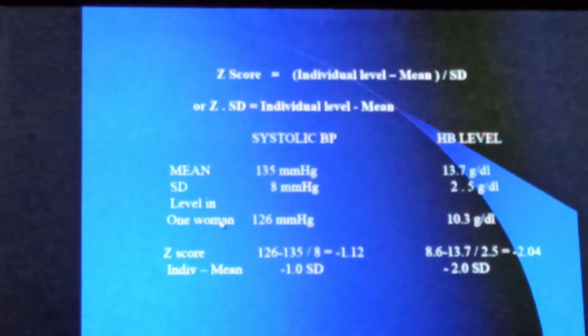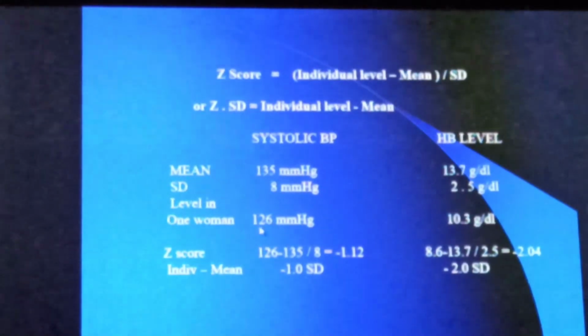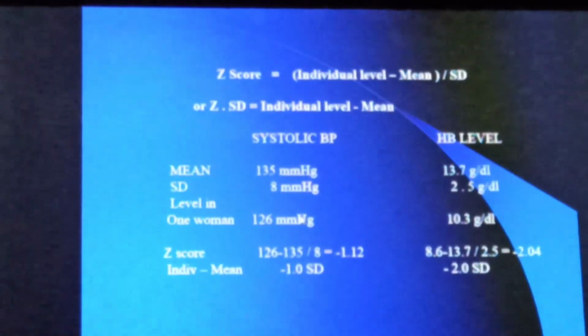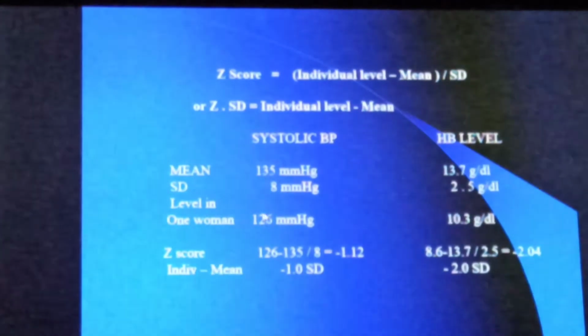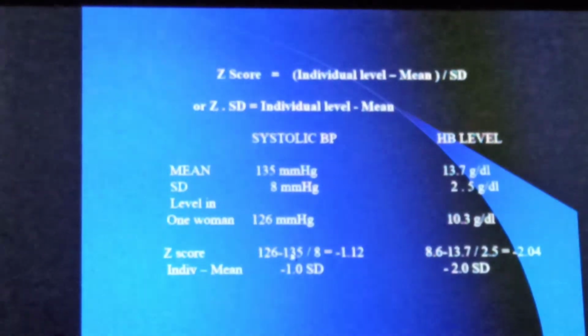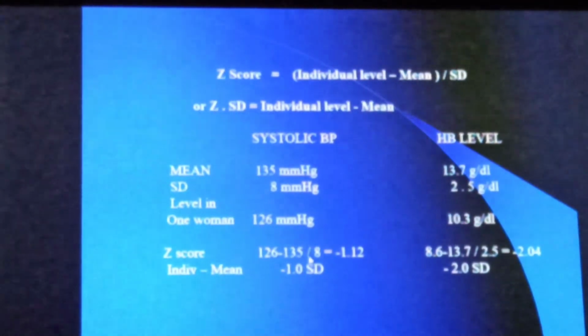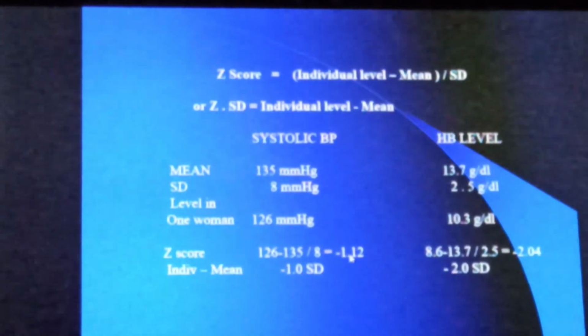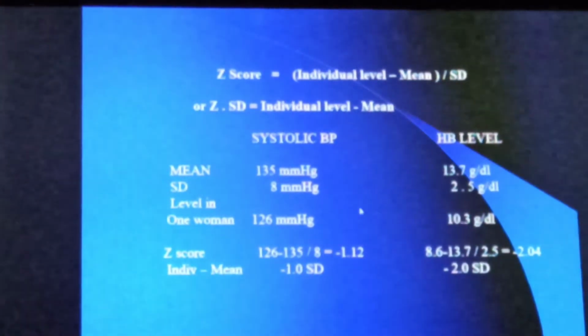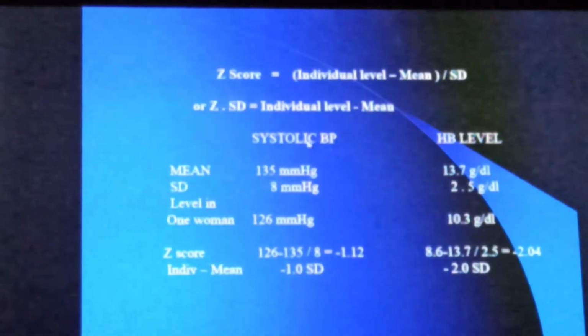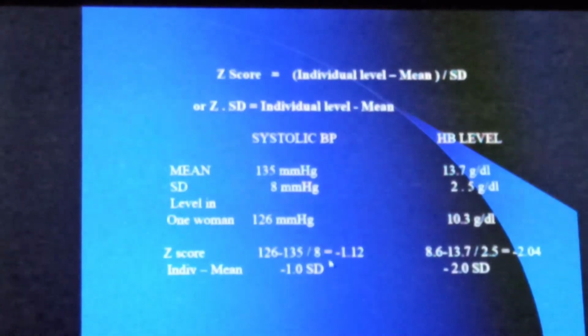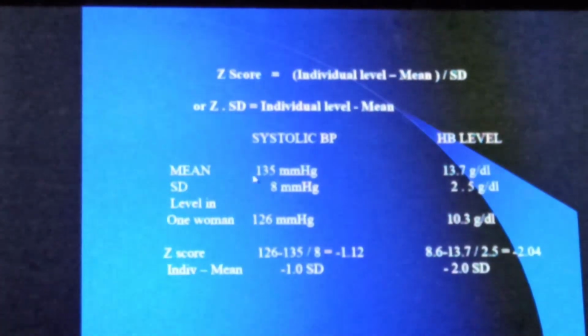For a particular woman, the systolic blood pressure is 126 mmHg. We know that the population mean is 135 and the standard deviation is 8. So if from 126 we subtract 135 and divide by 8, we get minus 1.125, which has an interpretation. This particular woman in the population is one standard deviation below the mean. So that is why minus 1 standard deviation.